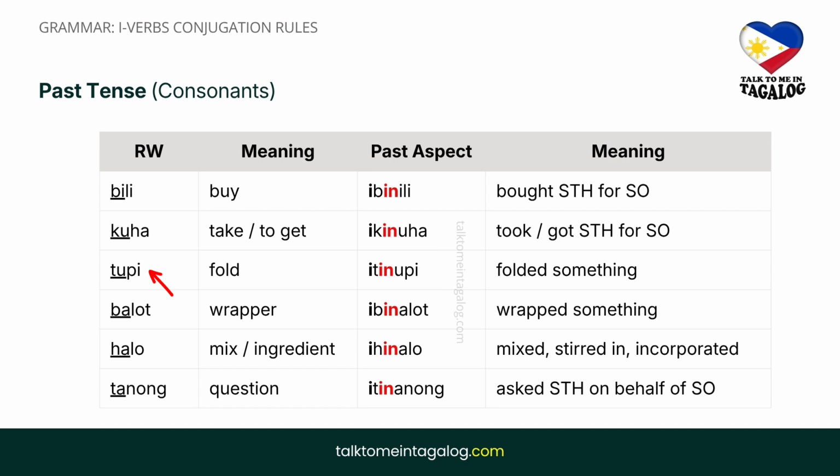Tupi, meaning to fold. Past aspect, itinupi, folded something. Balot, wrapper. Ibinalot, wrapped something. Halo, meaning mix or ingredient. Ihinalo, mixed, stirred in, or incorporated. Tanong, question. Itinanong, asked something on behalf of someone.